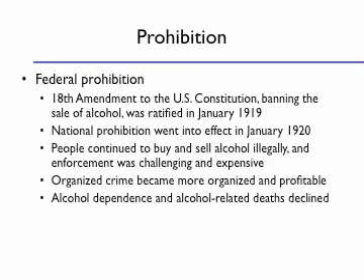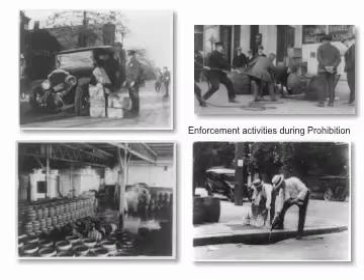Constitution that banned the sale of alcohol, and that started in January 1919, and the following year, Prohibition went into effect. So they ratified the amendment one year, 1920 went into effect, and for a dozen years, people continued to buy and sell alcohol illegally, and enforcing this was very difficult. So organized crime became even more organized, even more profitable, and although reported alcohol dependence and alcohol-related deaths declined, certainly lawlessness increased, and probably there were still some deaths related to alcohol that weren't reported because it was now illegal to do.